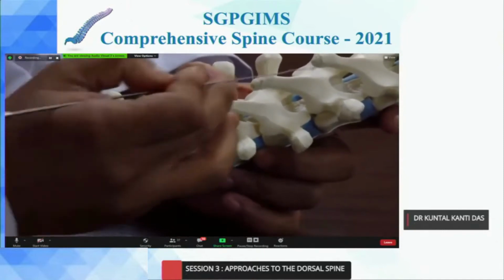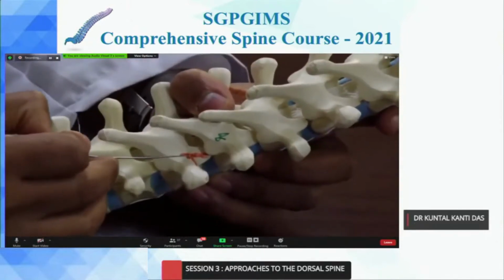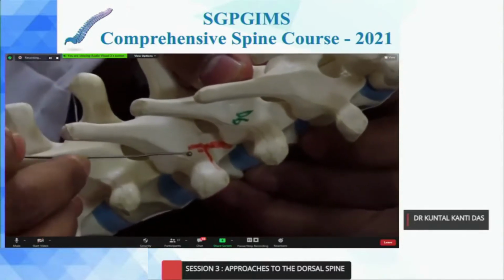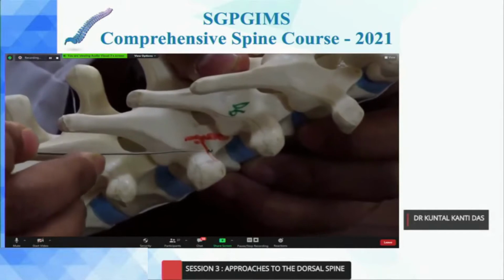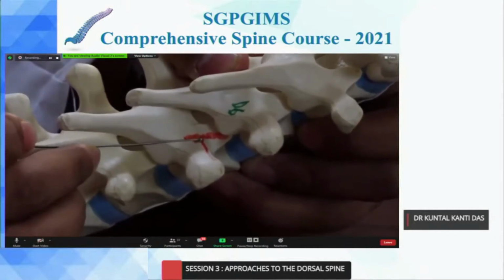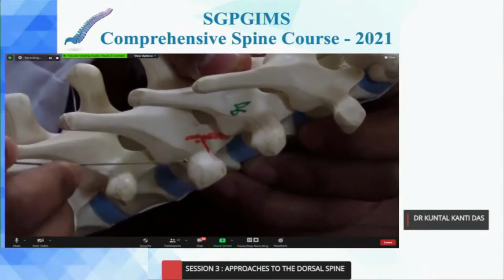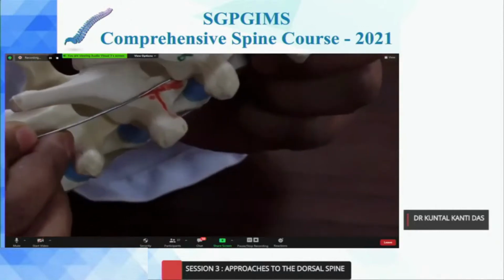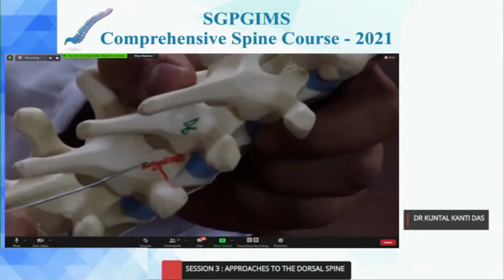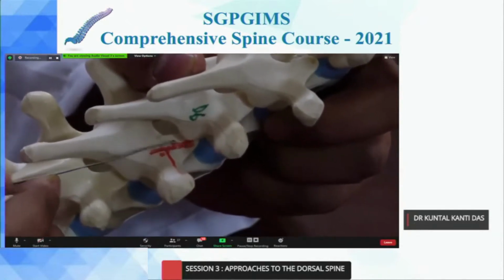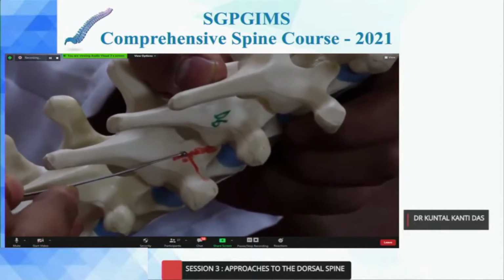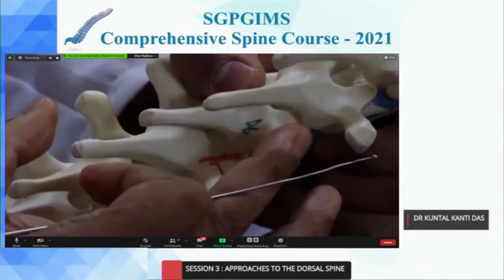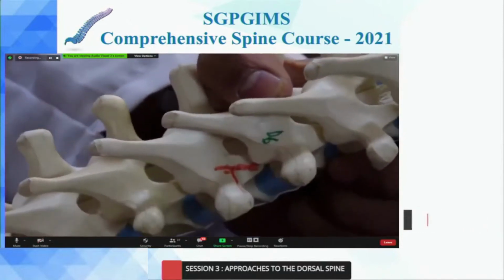In the mid dorsal segment, the entry point migrates cranially and slightly medially. Now how is it different? Rather than drawing a line through the center of the transverse process, you draw a line that goes to the upper third or the upper border of the transverse process. And the vertical line here is the line that comes through the center of the superior articular facet rather than the lateral margin. So at the point of intersection, you go just 2 millimeter lateral to this, and this is your entry point for the mid dorsal segment, that is from T4 to T9.